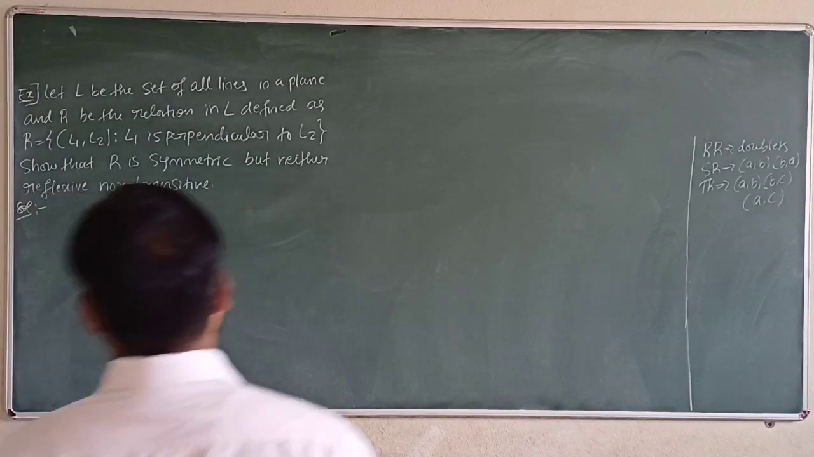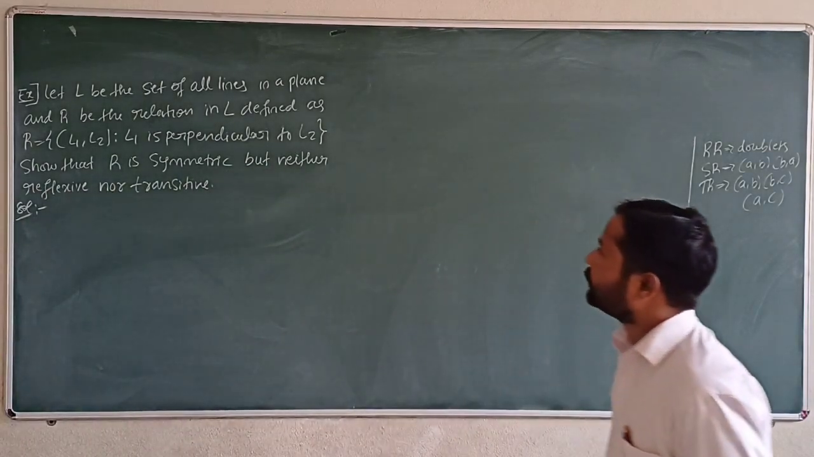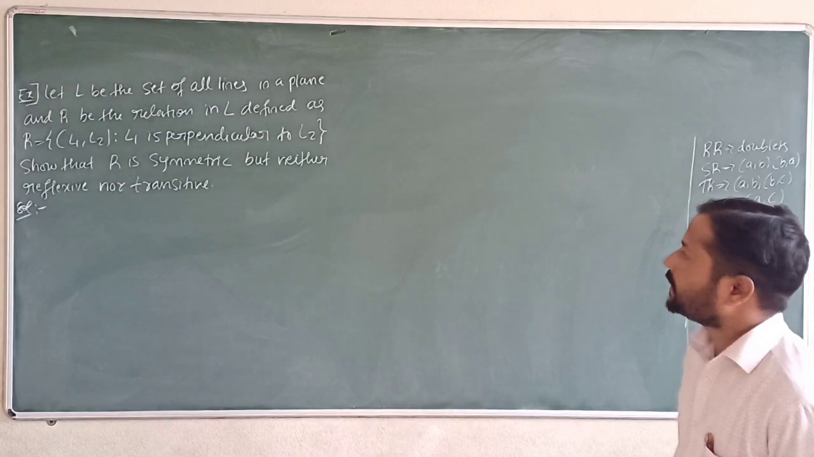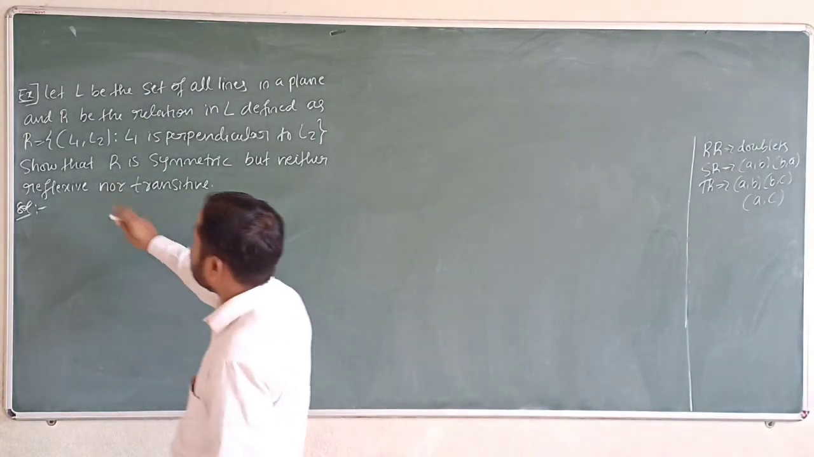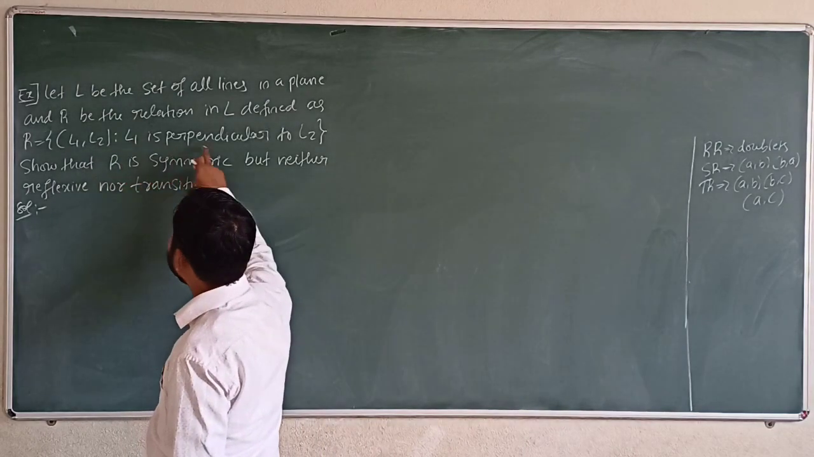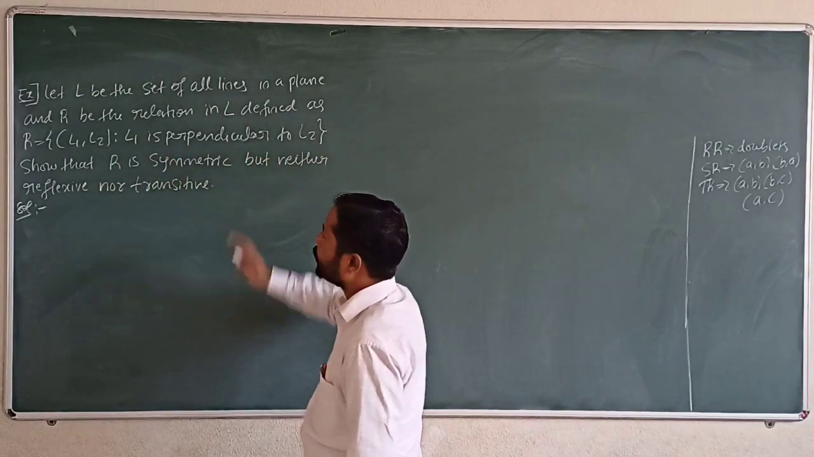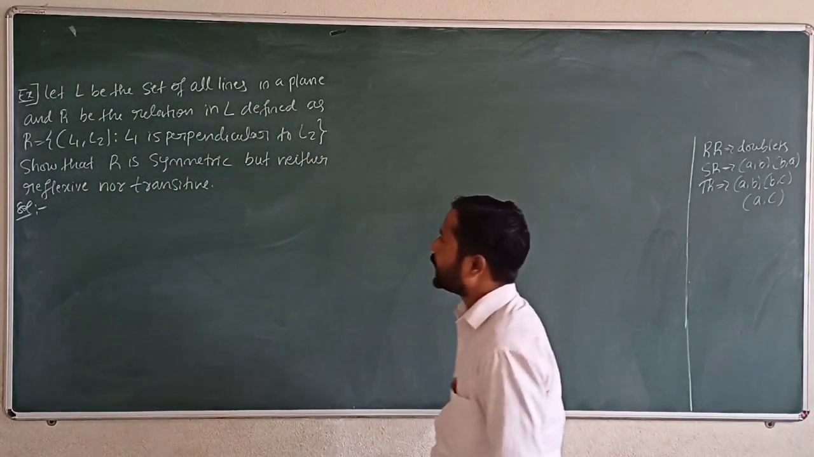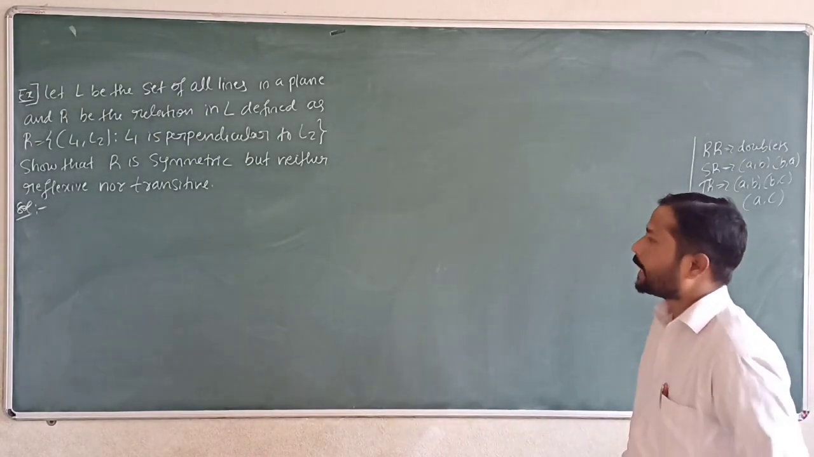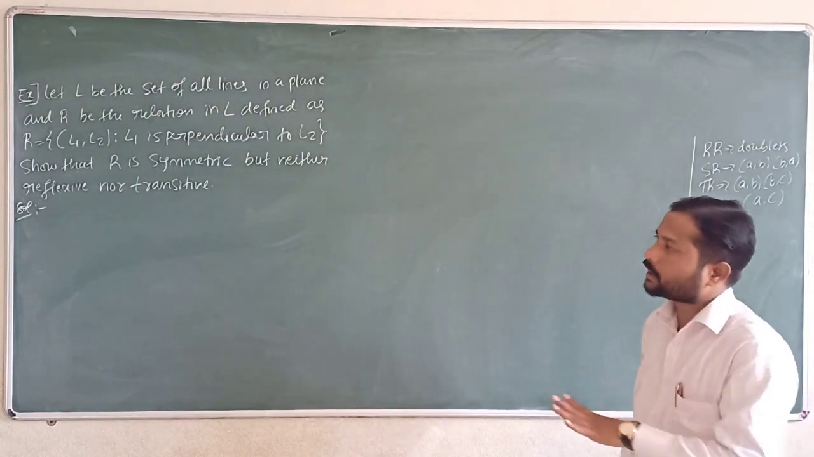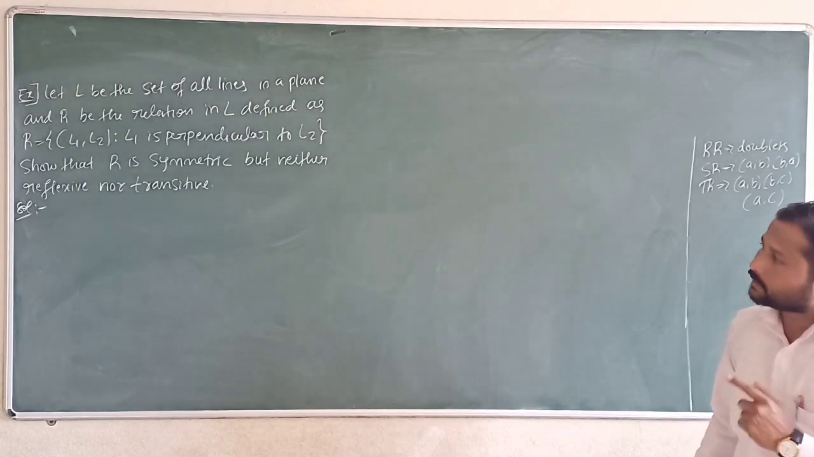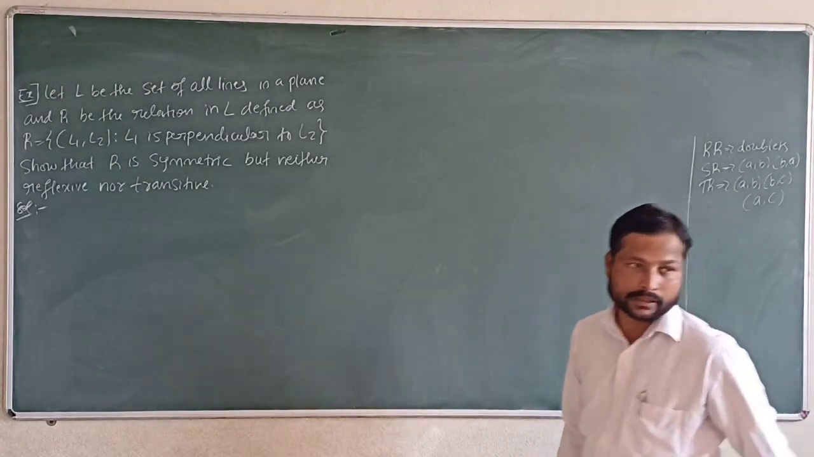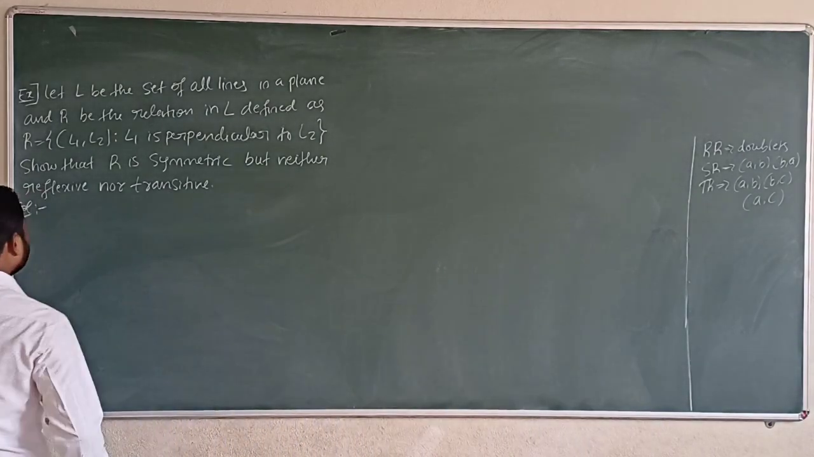Okay, next example: let L be the set of lines in a plane and R be the relation in L defined as R = {(L1, L2): L1 is perpendicular to L2}. Then show that R is symmetric but neither reflexive nor transitive. The given relation is symmetric, but not reflexive and not transitive, they have told us. Okay, write down the set and relation here.